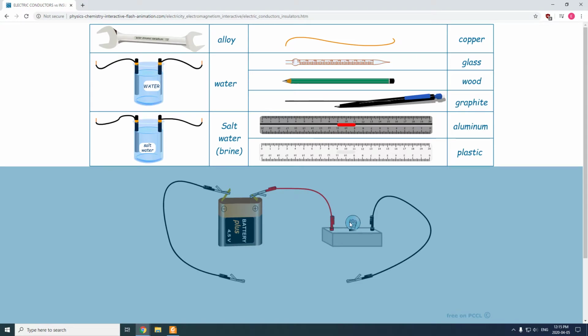Right now, the light bulb is not turned on. Why is that? The reason is because this is not a complete path. It's not a complete circuit. The electrons can't flow from one end of the battery to the other because there's a big hole here. Air is not a conductor. Air is an insulator. Electricity will not easily flow through air.